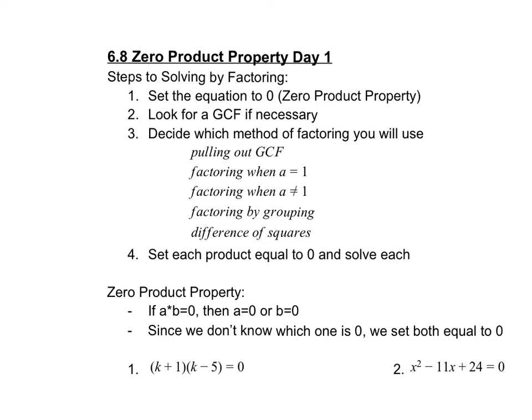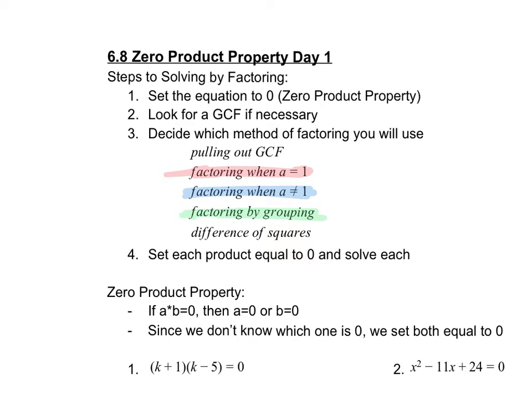Once you pull out the greatest common factor, you want to see if you're left with an equation where you have this ax squared plus bx plus c where a is equal to 1. In that case, you're just going to use the x method. If your a value does not equal 1, say you have like 3x squared minus 2x plus 7, then you want to use the x method and split your middle term into 2 terms and then factor by grouping.